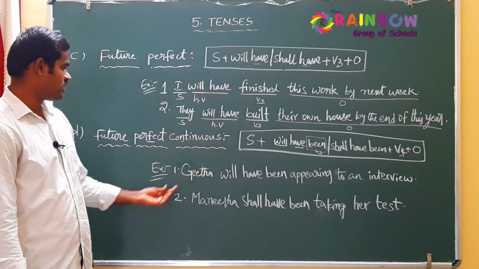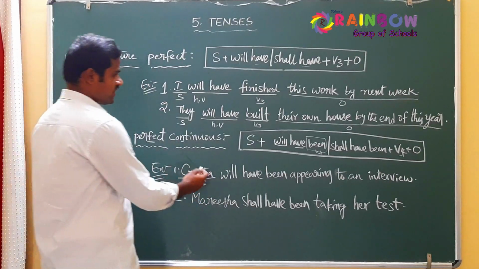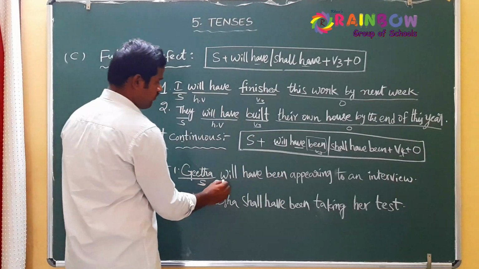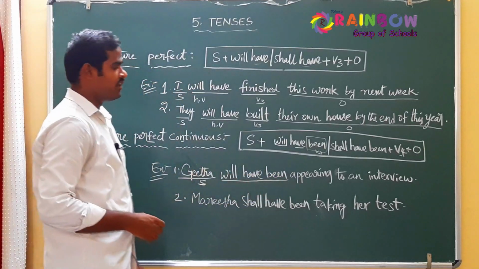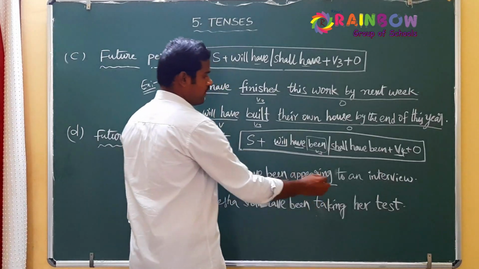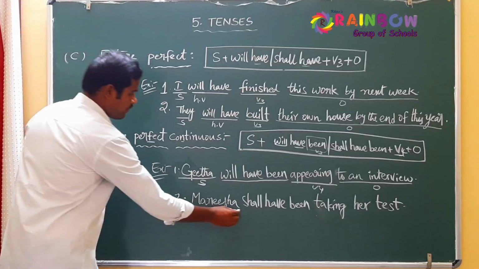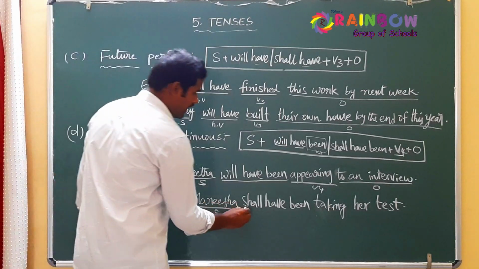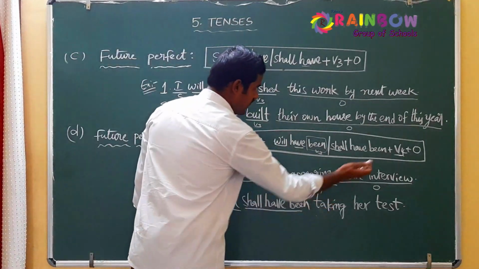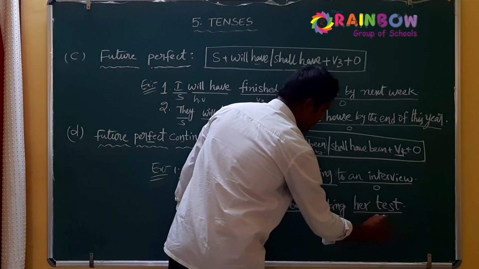Based on this structure, here are some examples. Here the subject is Gita. Because Gita is appearing, the action is done by this person, so that person is the subject. I have chosen will have been as my auxiliary verb, appearing is V4, and this part of the sentence is the object. Coming to the second one, Manisha is the subject, shall have been is the option that I have taken. You can take even will have been also. Next one is V4, and her test is the object.